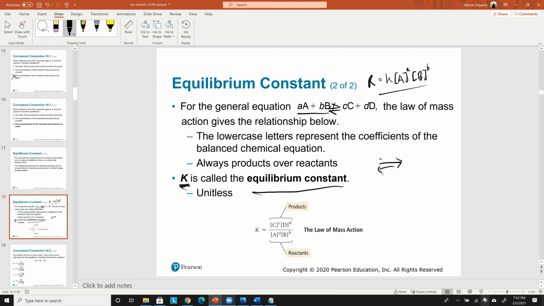So if we have a K value that is very low, what does that mean in terms of products or reactants? Which one is going to be more heavily weighted if we have a low K value? What do you guys think?